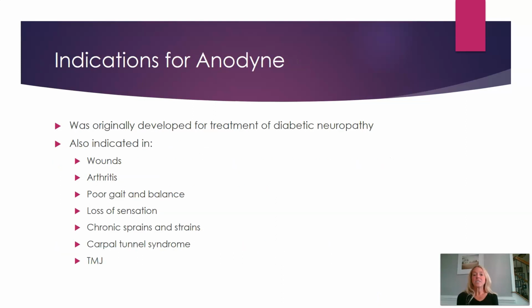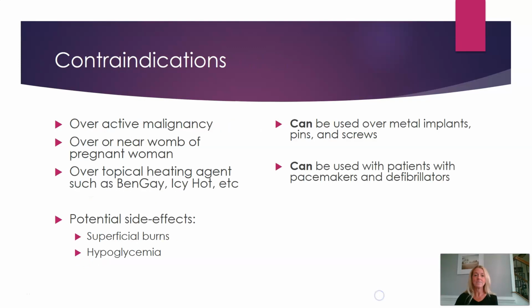So again, this was originally developed for the treatment of diabetic neuropathy. Once we realized that it works for that and why it's working, that it's increasing circulation, we as therapists are trying it out on other things. So it has been FDA approved for diabetic neuropathy. It hasn't necessarily been FDA approved for all these other things. But clinically, we've seen it be successful in treatment of wounds, arthritis, poor gait and balance, usually due to loss of sensation, chronic sprains and strains, carpal tunnel, TMJ, things like that.